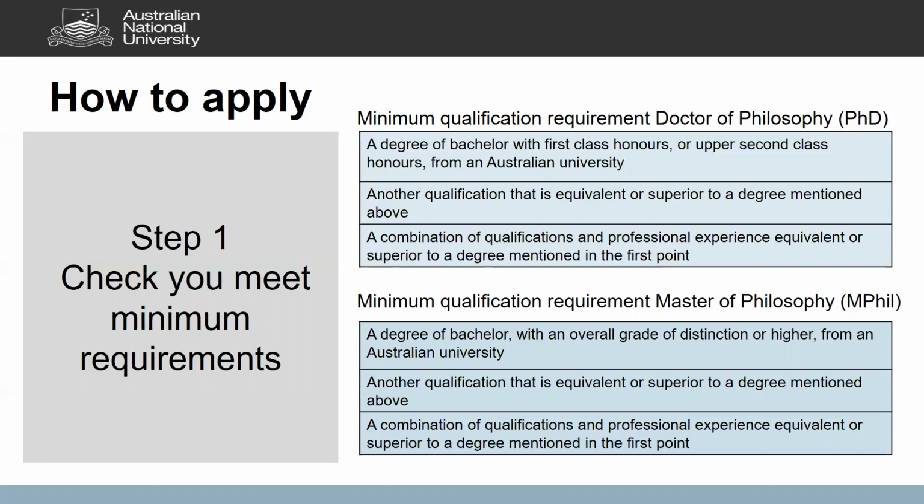The minimum entry requirement for the Master of Philosophy is an Australian bachelor degree with an overall grade of distinction or higher. However, just like the PhD, if you don't have that specific qualification, your qualification, or your qualification plus relevant work experience or publications, can all be deemed equivalent to the Australian bachelor degree by the research school.